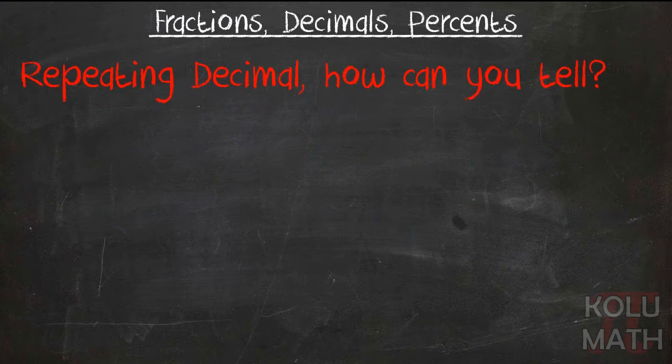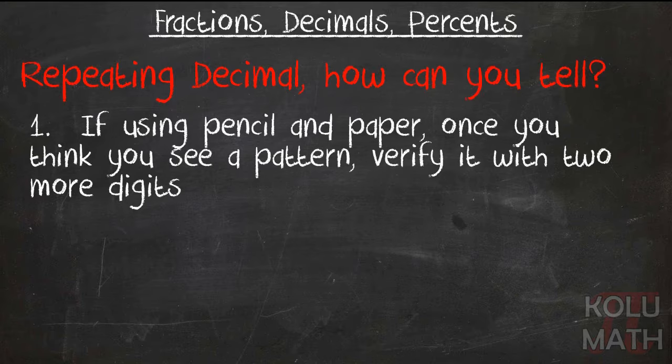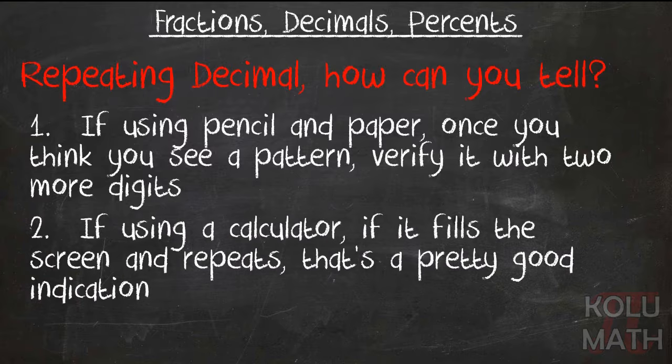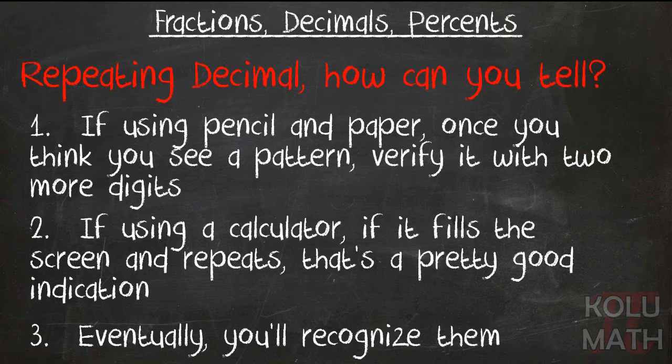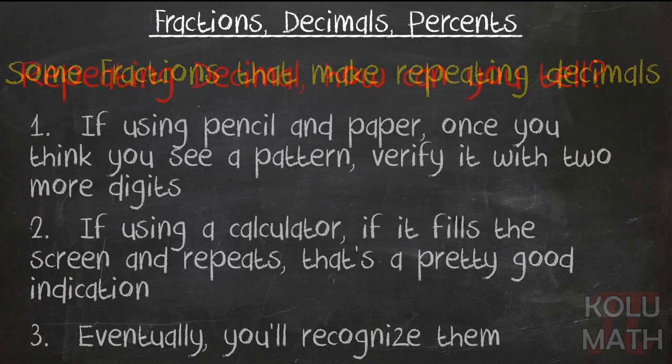So how can you tell if you've got a repeating decimal? If you use a pencil and paper, once you think you see a pattern, just verify it with 2 more digits. If the pattern continues like you expect it to, you probably got a pattern going there, and a repeating decimal. If you're using a calculator, if the decimal fills the screen and repeats, that's usually a pretty good indication. It's not proof, but it's a pretty good indication. And finally, you'll start to recognize repeating decimals by the fractions.